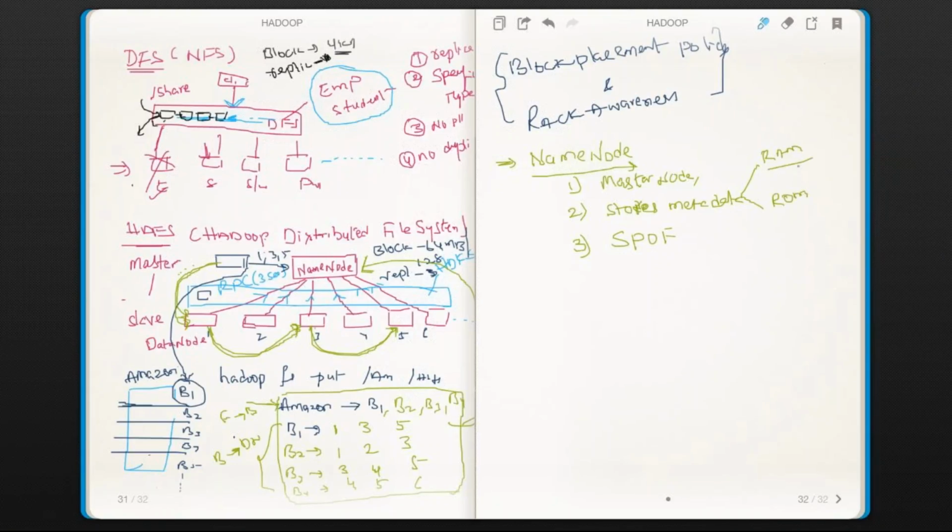In the RAM, the data is stored in the form of objects, namespaces. Why do they call it a name node? Because name node maintains the namespace. What is my address here? Amazon address, let's say /hdfs/amazon. So here my namespace is maintained by the name node.